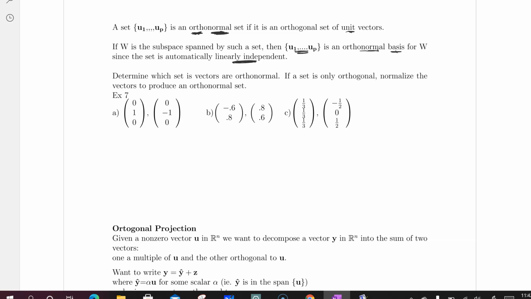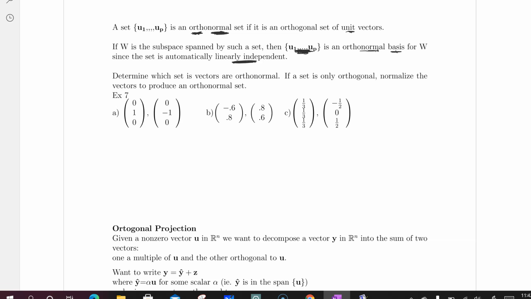So if I have this subspace W that's spanned by a set of p vectors, then if this set is orthonormal, it will be a basis, automatically independent. If the vectors are orthogonal and of length 1, they will be a basis because they're linearly independent and will span.